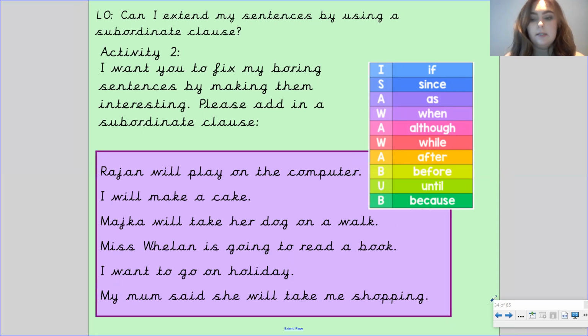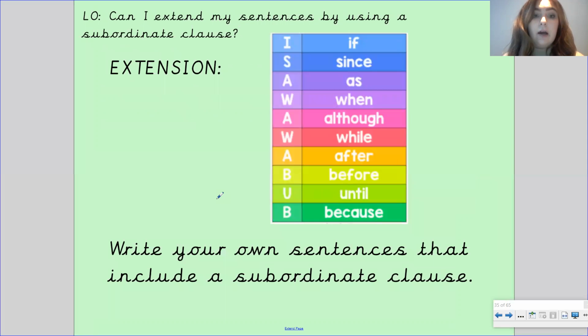Now, if you want to further extend yourself, I've got an extension here for you. And what I would like for you to do here is write your own sentences that include a subordinate clause. So you need to use the "I saw" or "wobble" subordinating conjunctions to write your own sentence using a subordinate clause.